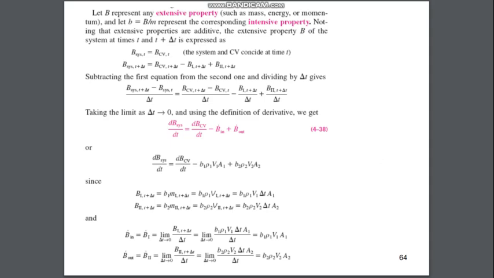Okay, the term dBCV over dt is equal to d over dt, integral over the control volume of PB dV, and represents the time rate of change of the property B of the control volume. Now we go to 4.41. Since the control volume is not moving or deforming with time, the derivative on the right hand side can be moved inside the integral since the domain of integration does not change with time.